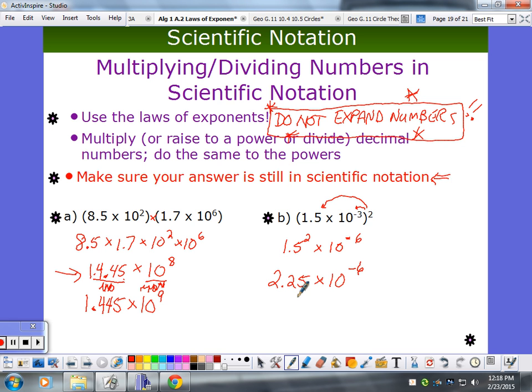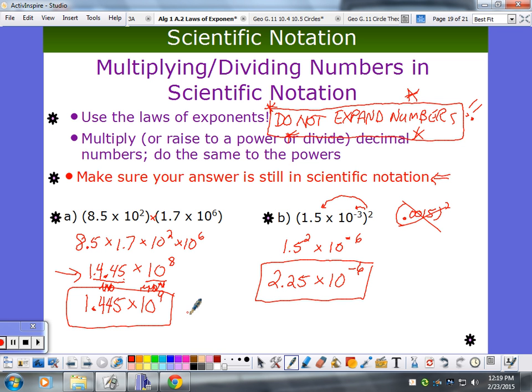Last thing you should say, is this number in scientific notation? Yes. This is a number between 1 and 10. Done. So think about that. What do I mean by don't expand the number? I don't want you to figure out what that is, because what is that? 0.0015. And then you're going to square that? Don't. Do this. You're less likely to make a mistake.